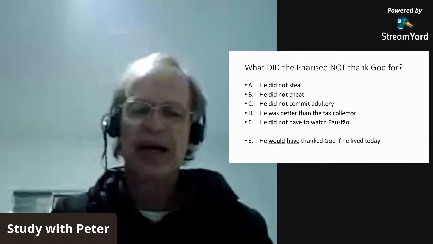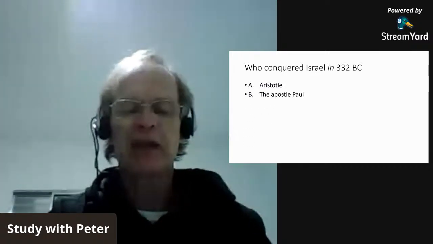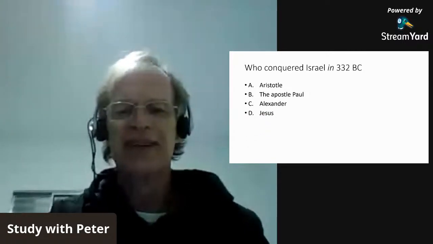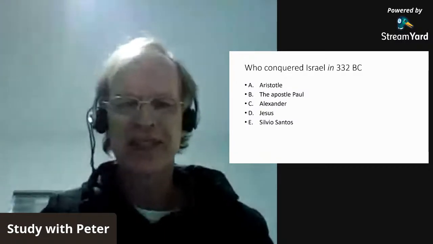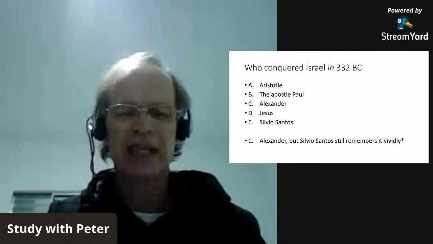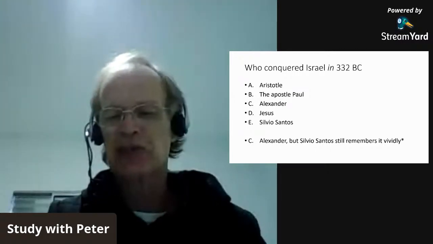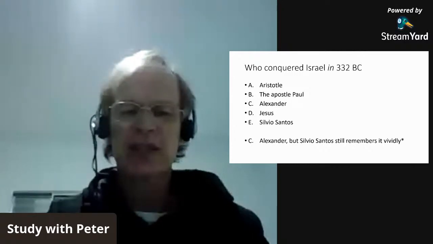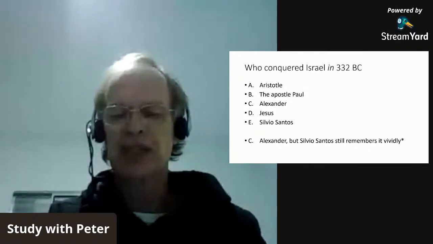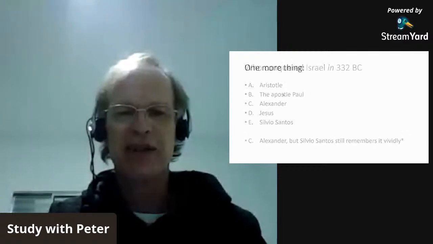Okay. Anyhow, who conquered Israel in 332 BC? Was it Aristotle, the Apostle Paul, Alexander, Jesus, or say Silvio Santos? Hey, we got to have Silvio Santos in here tonight. Of course, the answer is C, Alexander, but Silvio Santos still remembers it vividly. You know this word, vividamente. So Alexander, but Silvio Santos was there. Anyhow, he saw it.